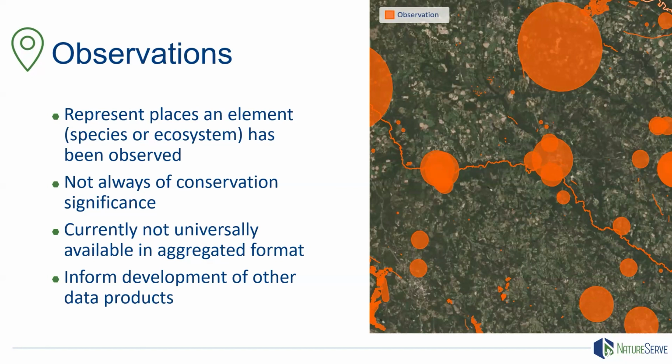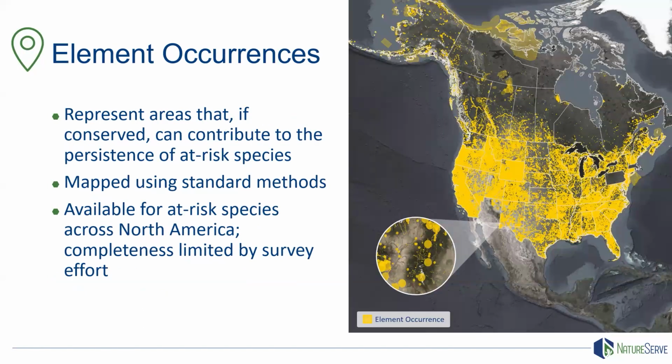The next version of our data management system will support the aggregation and provision of observation data. And we've already developed an observation data collection tool that is in use that promotes the standardized collection of observation data. Element occurrences are observations that have been taxonomically verified by trained biologists and developed using accurate measurements of location and standard mapping rules. All of these things ensure that locations are comparable across the species range.